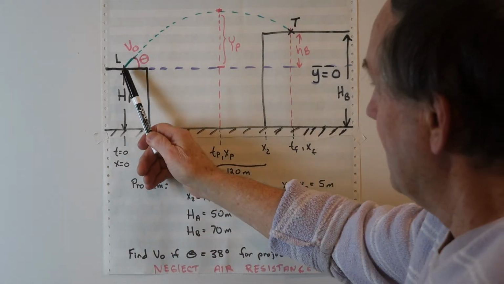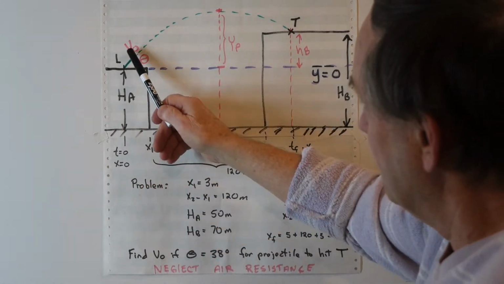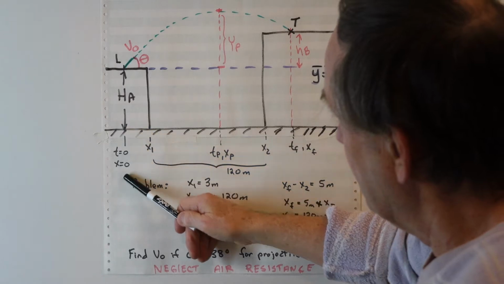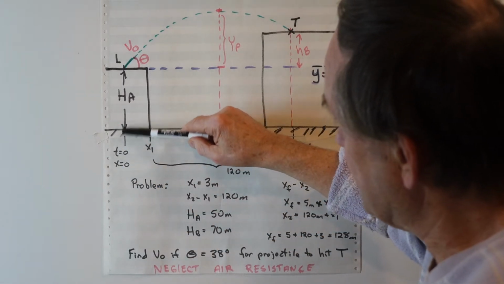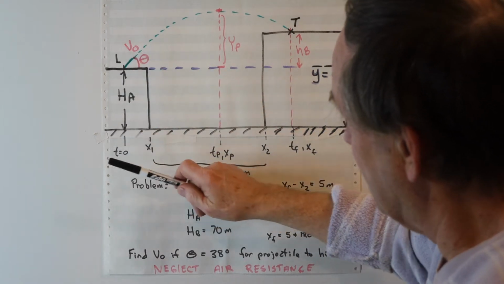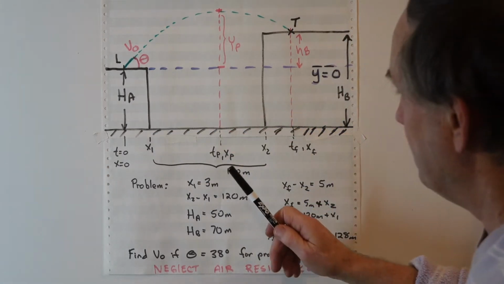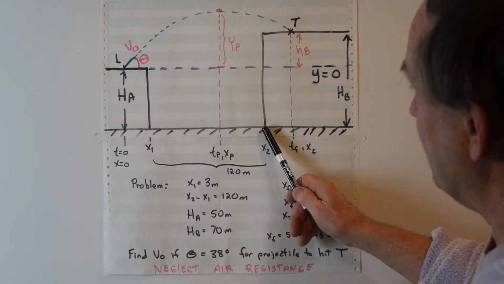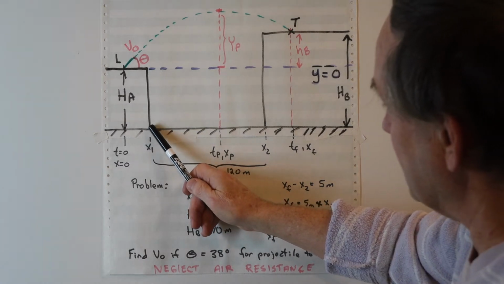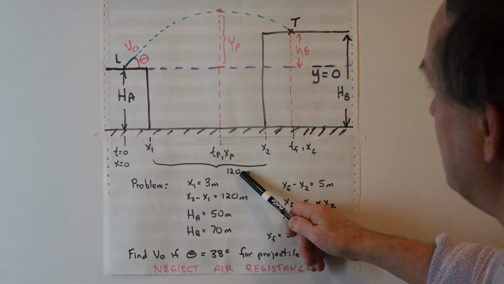The distance that the launcher is from the right edge of building A is 3 meters. Here's our coordinate system that we're setting up. It is in the x direction. Our coordinate system starts here. This is x equals 0 at time equals 0 when the projectile is launched. And the edge of the building is at x1. That's 3 meters. The left edge of building B from the right edge of building A is the distance x2 minus x1, which is 120 meters.